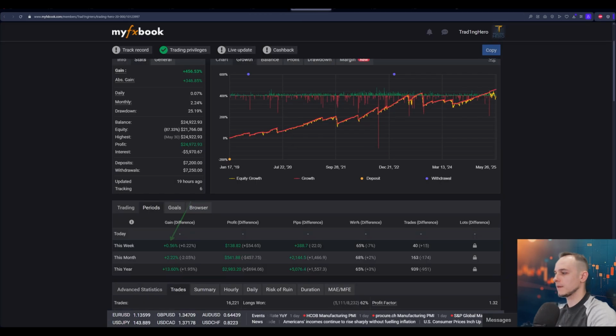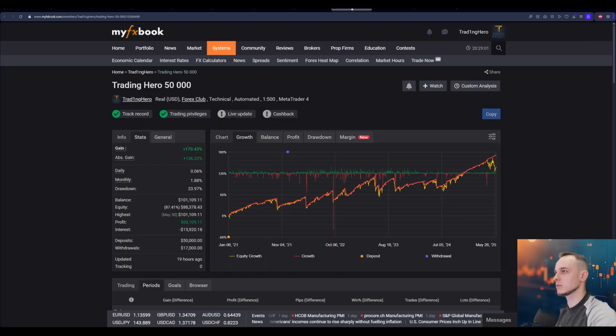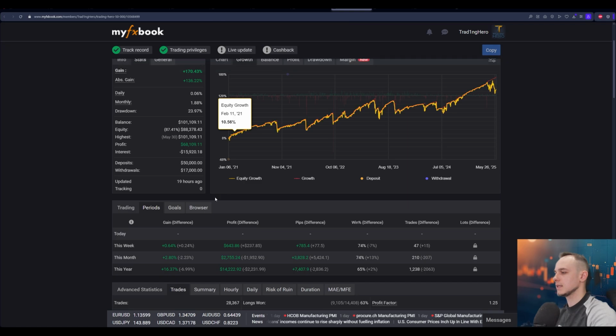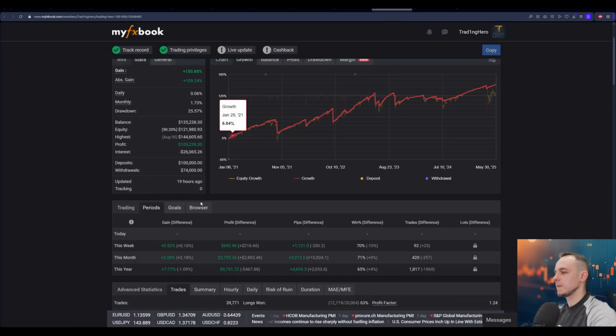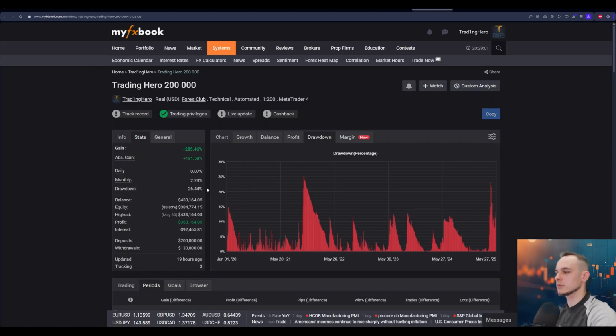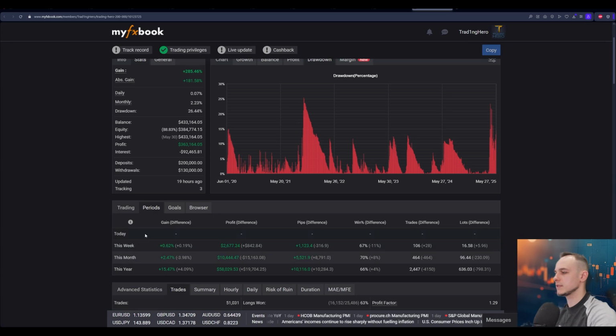The $20,000 portfolio yielded a 0.6% profit in the last week and 2.2% over the past month. The $50,000 portfolio yielded a 0.6% profit in the last week and 2.8% over the past month. The $100,000 portfolio delivered a 0.5% return over the past week and a 2.1% return over the past month. The $200,000 portfolio delivered a 0.6% return over the past week and a 2.5% return over the past month.